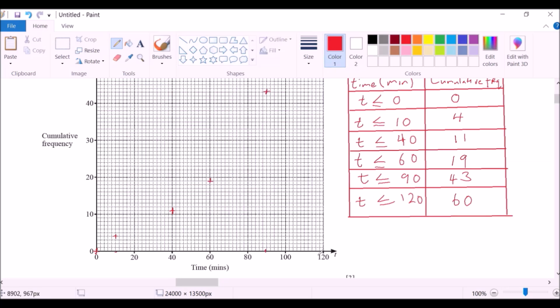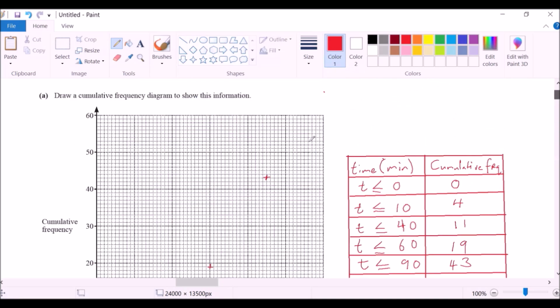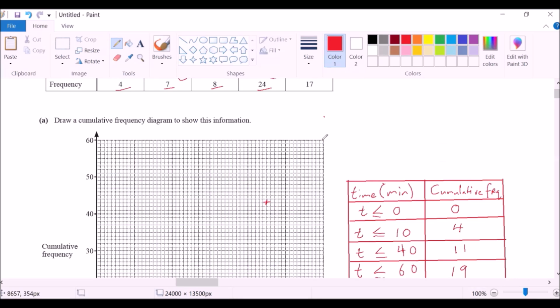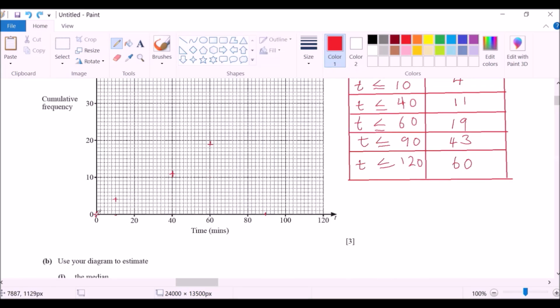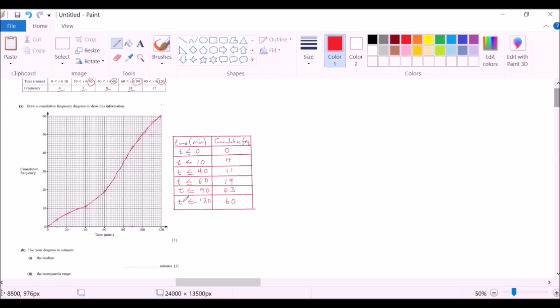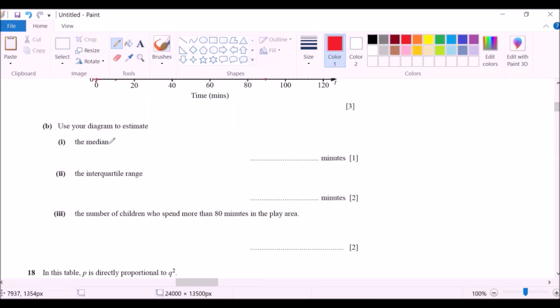When time is 120, the cumulative frequency is 60, which is here. To plot our graph, we do not use a ruler. We use freehand to join the points. So this is our cumulative frequency diagram. Use your diagram to estimate the median.